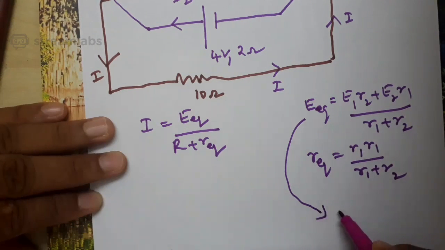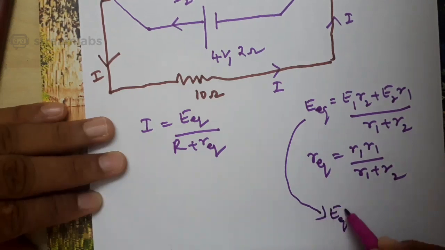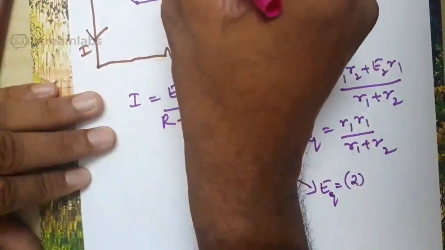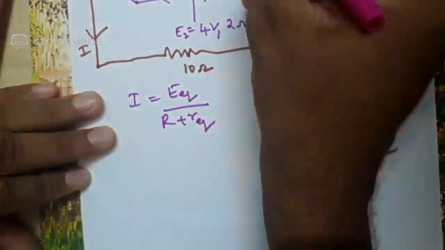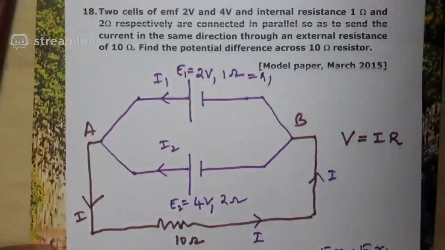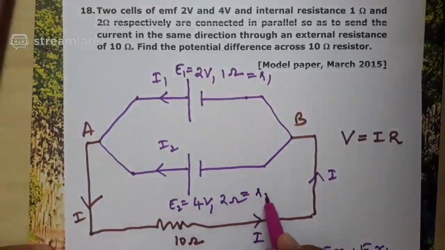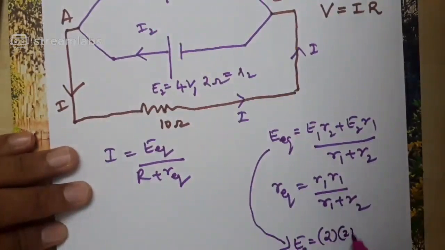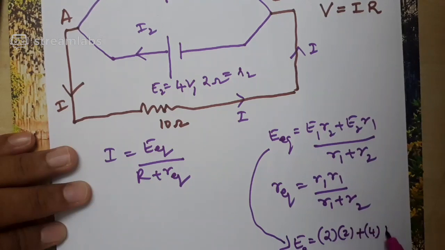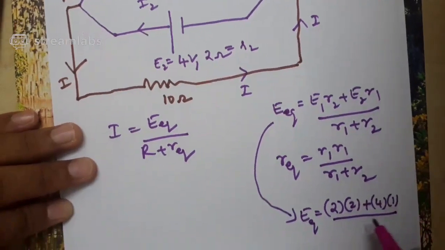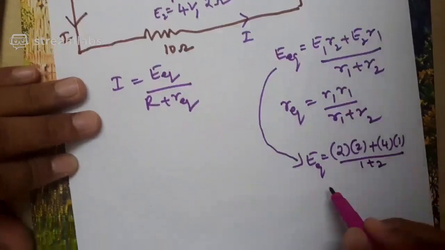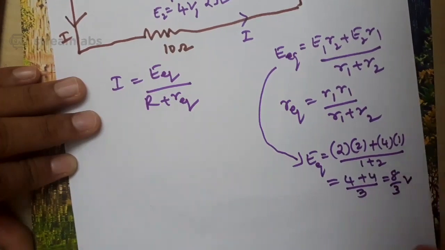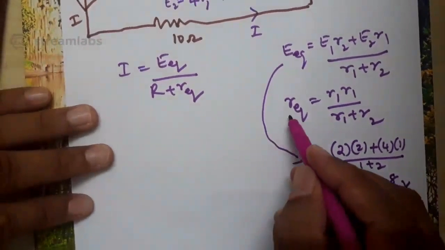First we'll find out E equivalent. What is E1? 2. I will take this as E1, this as E2, this as R1, small r1. I hope you are able to follow. This is E1, R1, E2, R2. E1 is 2, R2 is 2, E2 is 4, R1 is 1, by R1 plus R2, 1 plus 2. You will get 2 into 2 plus 4 by 3. You will get 8 by 3 volt. Do you agree with me? EMF I got.